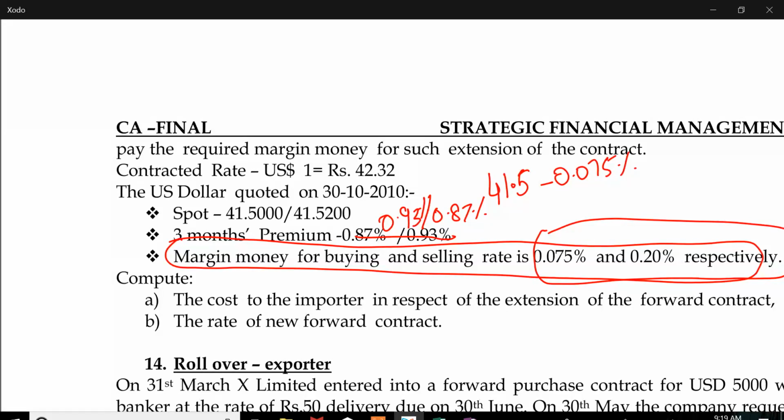Question 13. Margin money is given for buying rate and selling rate. We will have to interpret this as either on bankers buying/selling rate, or customers buying/selling rate.